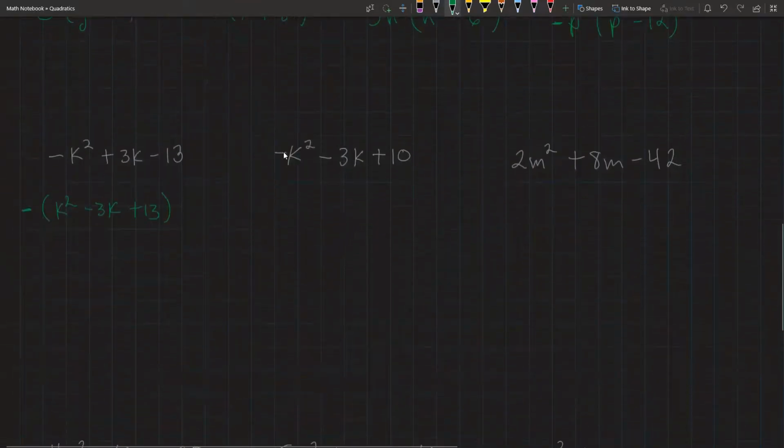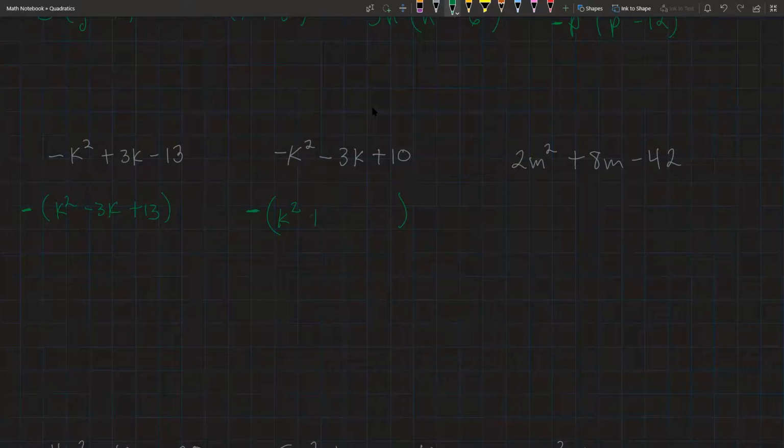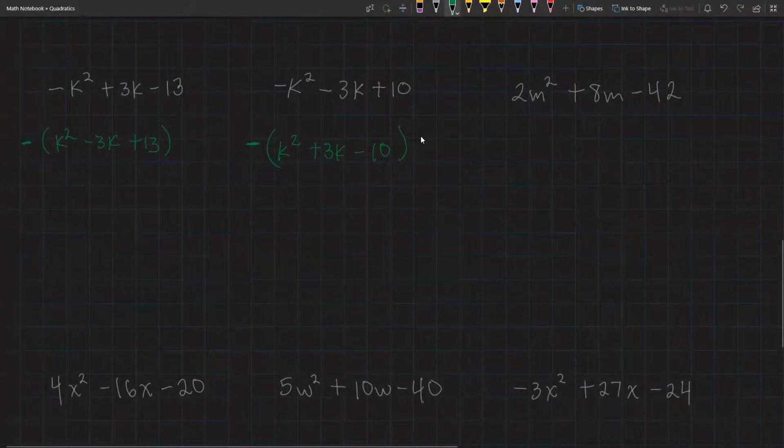All right, so let's think about the next one. Again, I like to think, because there's nothing in common, I'm going to use my symbol for opposite. Our symbol for opposite says, what's the opposite of negative k squared? It is positive k squared. What is the opposite of negative 3k? It is positive 3k. And what's the opposite of positive 10? It is negative 10. All right, and we were going to ask the same question. Can we factor what's inside? Is this fully factored, or can we proceed?